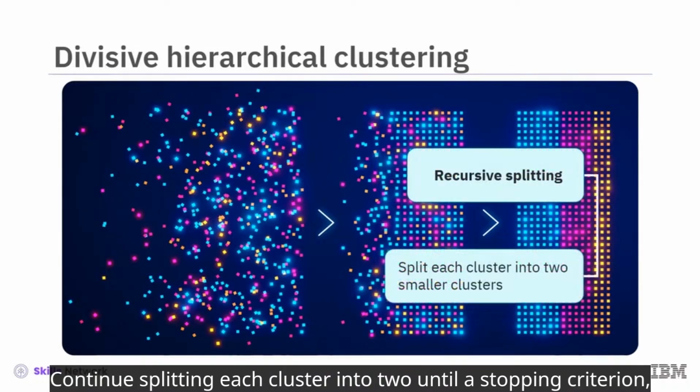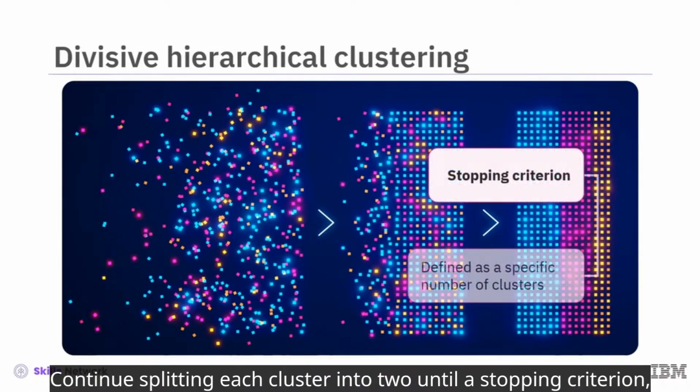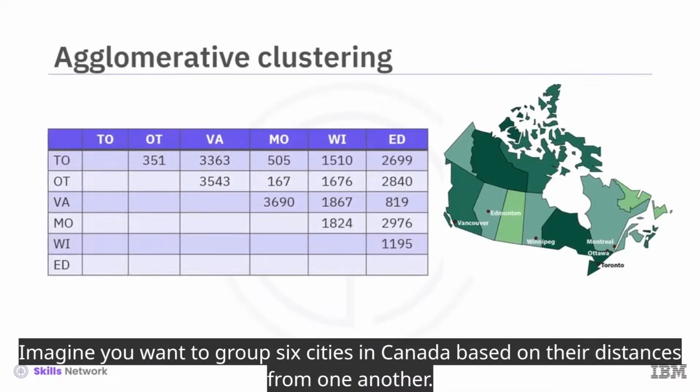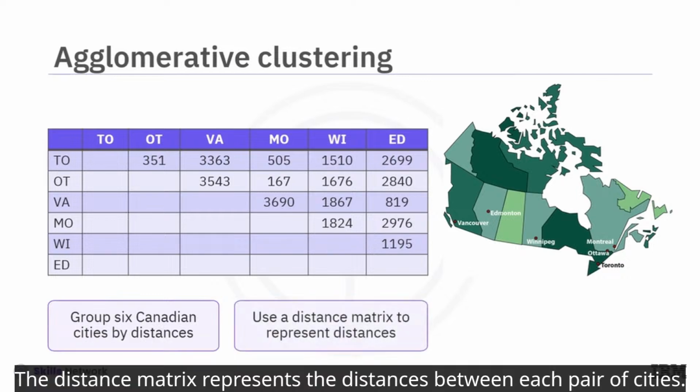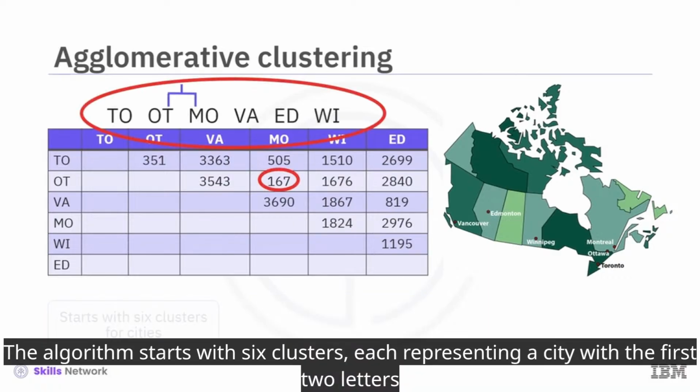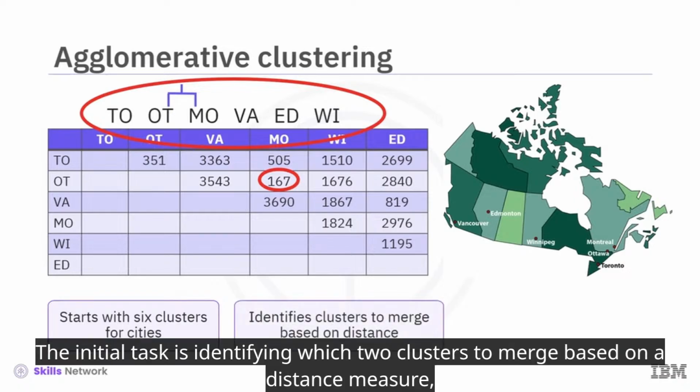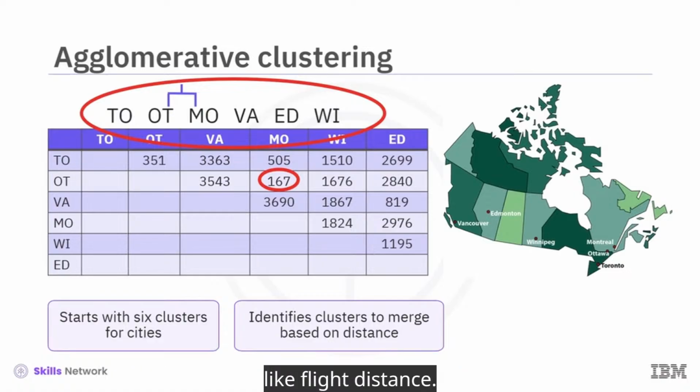Continue splitting each cluster into two until a stopping criterion, which is a minimum cluster size, is reached. Imagine you want to group 6 cities in Canada based on their distances from one another. The distance matrix represents the distances between each pair of cities. The algorithm starts with 6 clusters, each representing a city with the first 2 letters of its name. The initial task is identifying which 2 clusters to merge based on a distance measure, like flight distance.